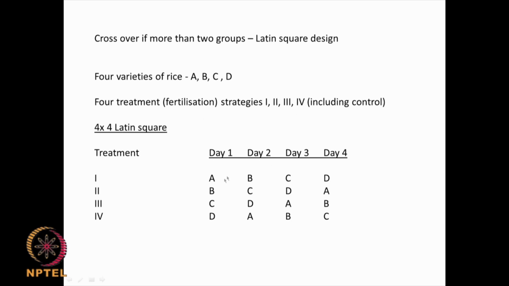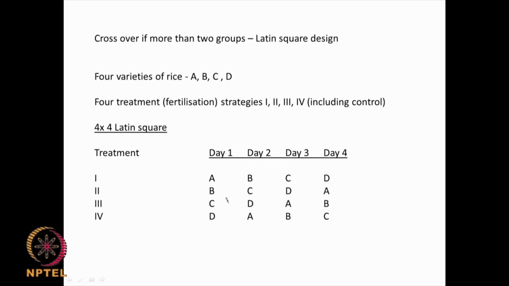So, we were looking at 4 varieties of rice A, B, C, D, and 4 different fertilization strategies. Okay. So, what I do is I take variety A, B, C, D, I give a treatment 1, day 1, day 2, day 3, day 4 consecutively. So, the treatment 1 is given to rice variety A on day 1, on day 2 treatment 1 is given to rice variety B, and on day 3 you give the treatment 1 to rice variety C, and on day 4 you give the treatment 1 to rice variety D. So, on day 1 A will be getting treatment 1, B will be getting treatment 2, C will be getting treatment 3, and D will be getting treatment 4.